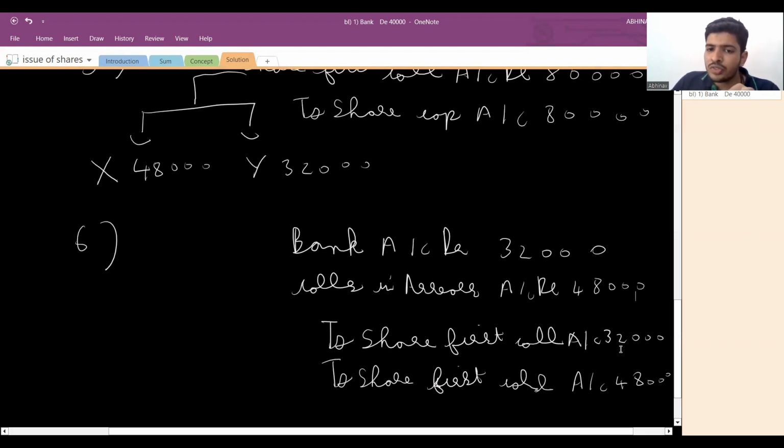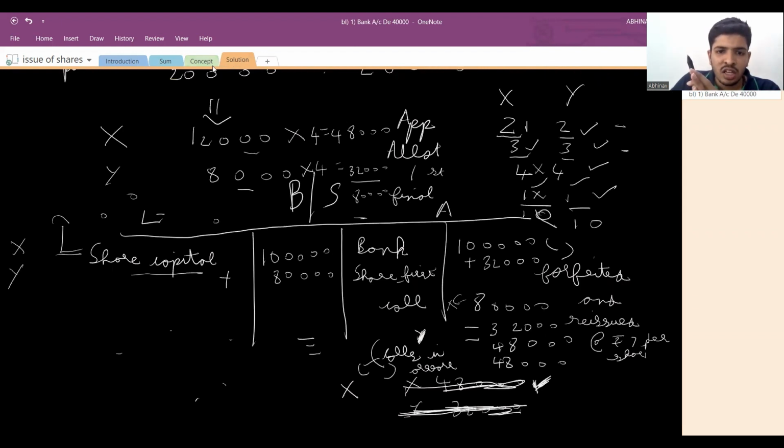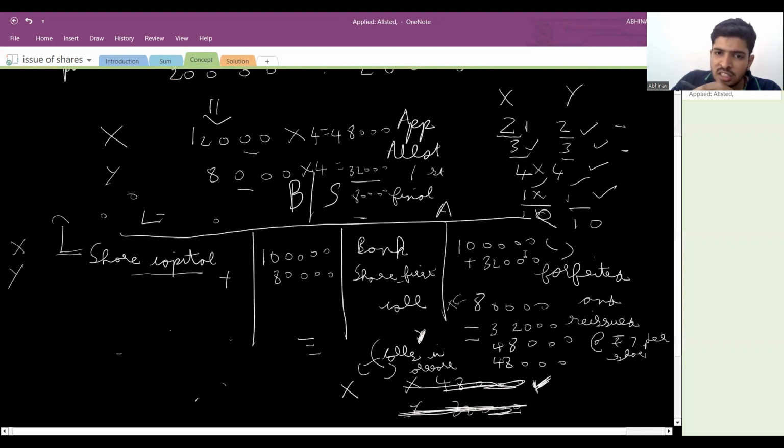That is 32,000 from the share first call account on the asset side gets reduced and that gets transferred to the bank account, 32,000. And the remaining 48,000 gets reduced from the share first call account and it gets transferred to the calls in arrears account. That is the meaning of this entry.